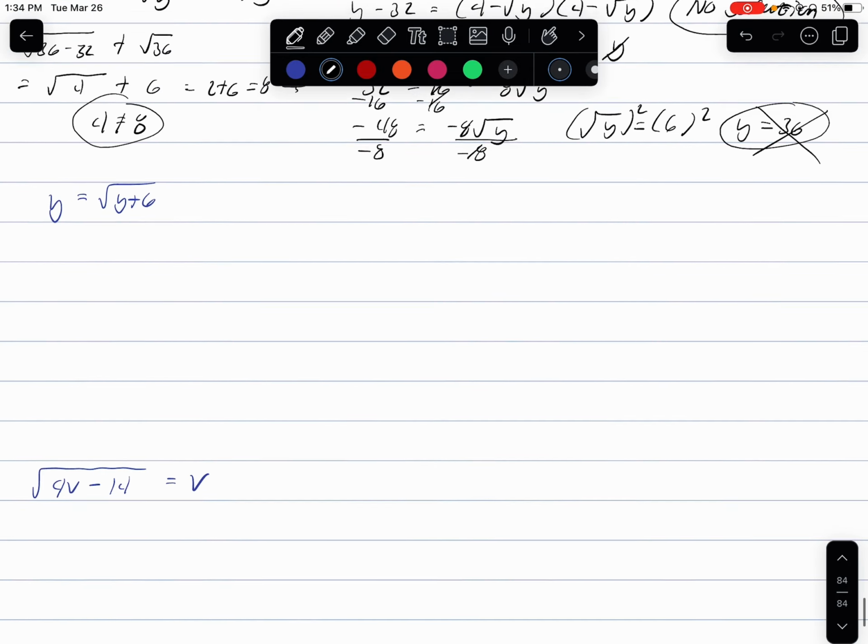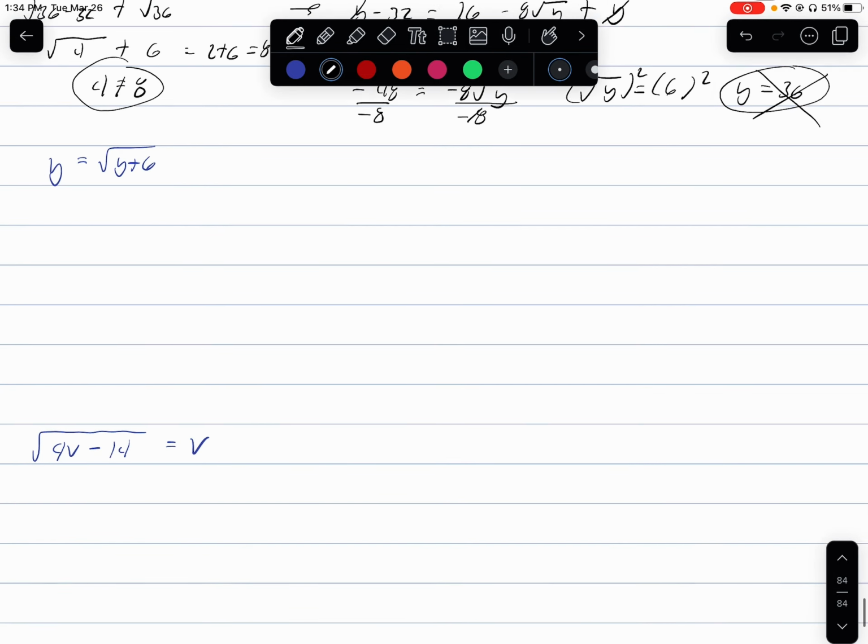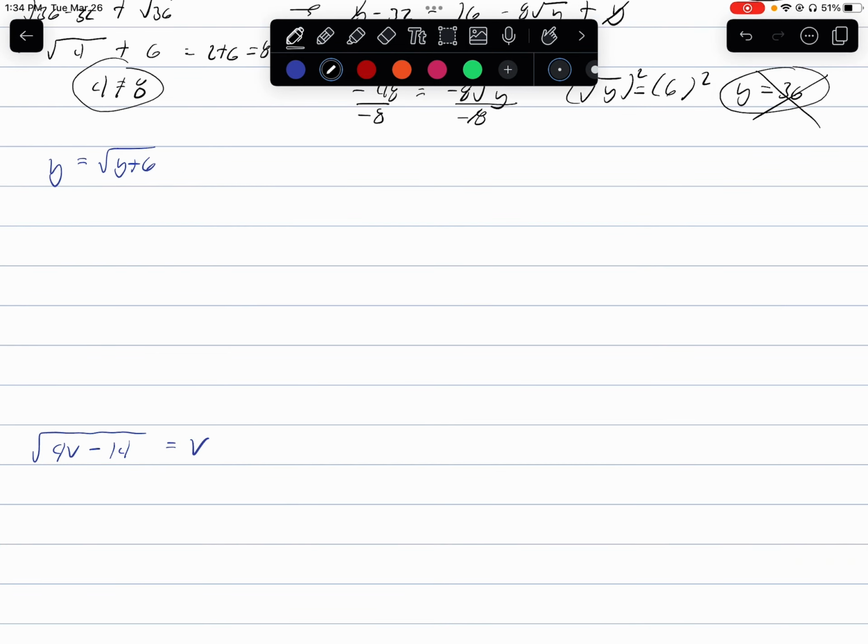Okay, so now let's look at a couple of examples where you have these radical equations that are actually going to turn into quadratic equations. So here we have y equals the square root of y plus 6. So we can go ahead and start by squaring both sides of the equation. That will at least undo the radical, right? So then we'll have y squared is equal to y plus 6.